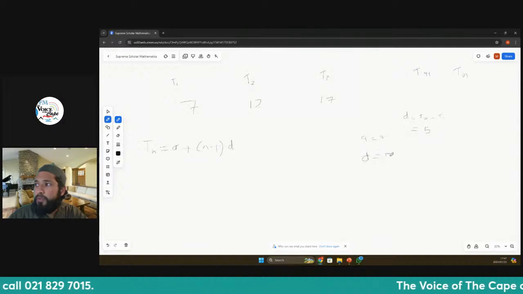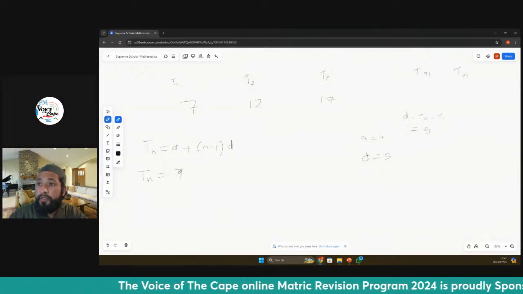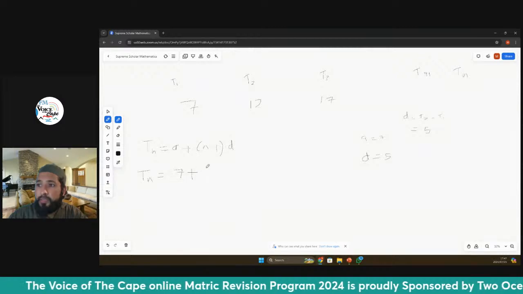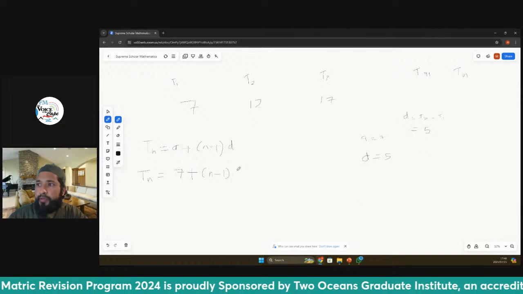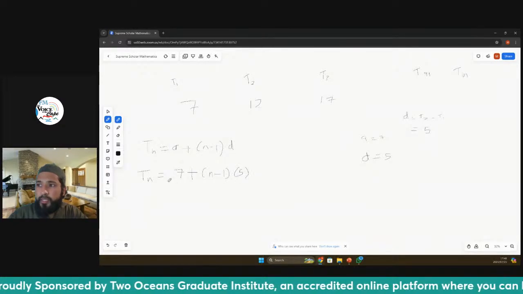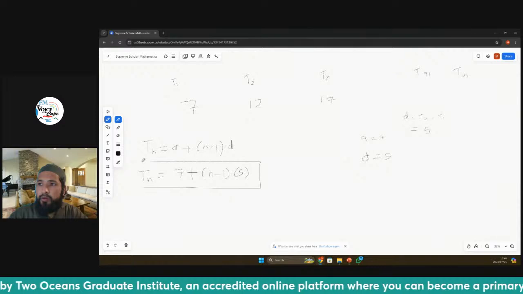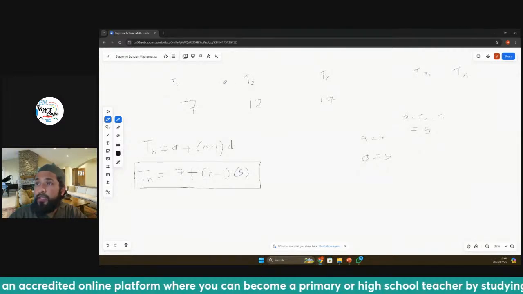Then we simply put these values into our general formula. Tn is equal to 7 plus (n minus 1). Don't put a value in for n yet. And the difference is 5, so it's multiplied by 5. That's it. Now we have our general formula, and this general formula will allow us to find the value of any term in the sequence.